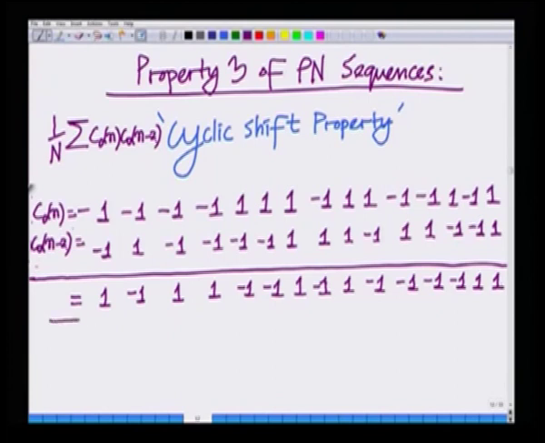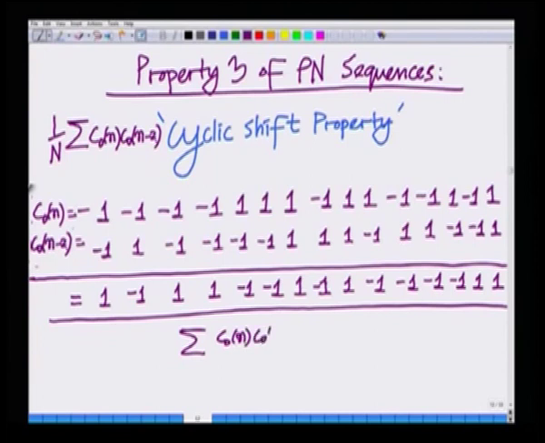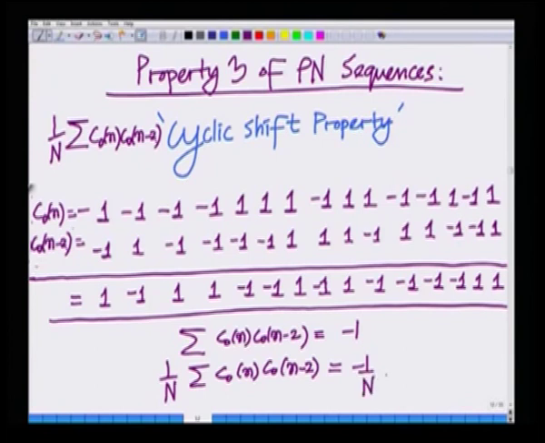Now, let me add all these up. When I sum all these things up, so sum C0[n] C0[n minus 2], you can verify this is 1 minus 1 is 0, 1 1 2 minus 2 is 0, 1 minus 1 is 0, 1 minus 1 is 0, minus 3 ones minus 3 plus 2, this is minus 1. So, 1 over n summation C0[n] C0[n minus 2] is simply minus 1 over n, which in this case is minus 1 over 15.